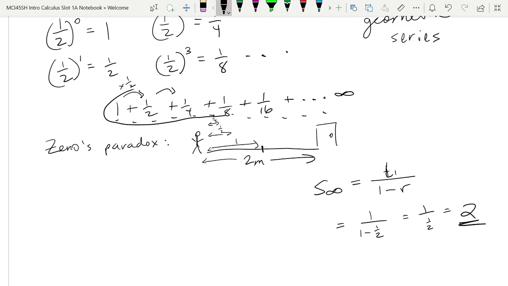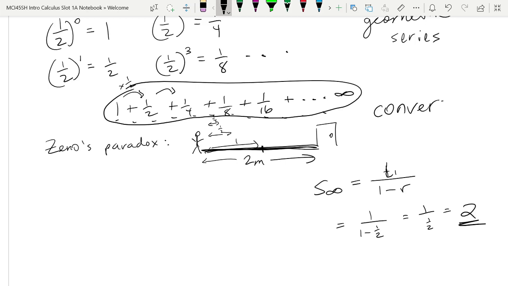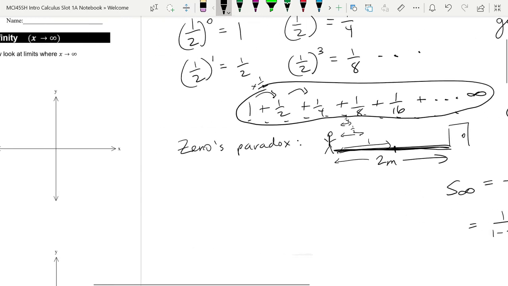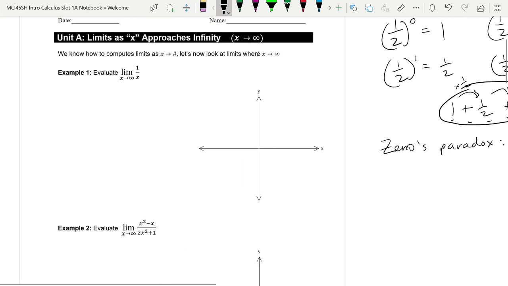All of these fractions actually do add up to the distance, 2 meters. And that was your first taste in grade 11 math of dealing with an infinite amount of things that actually do what we call converge. Remember that word? To a value. So keeping that logic in mind will be helpful as we move into our new lesson today. And our new lesson today is what happens when we start approaching infinity with our limits.